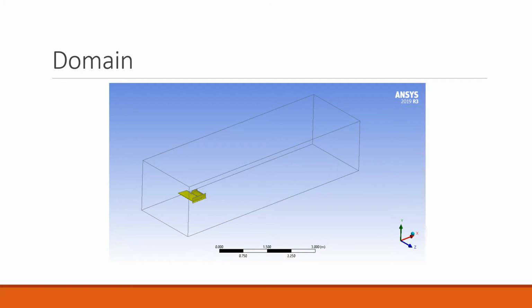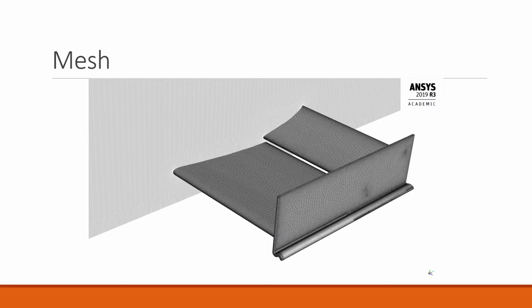Here's an image of the fluid domain as described in the previous slide. This is a close-up of the mesh. The mesh was made of a hybrid of polyhedral unstructured elements close to the geometry and structured cut-cell elements away from the geometry.